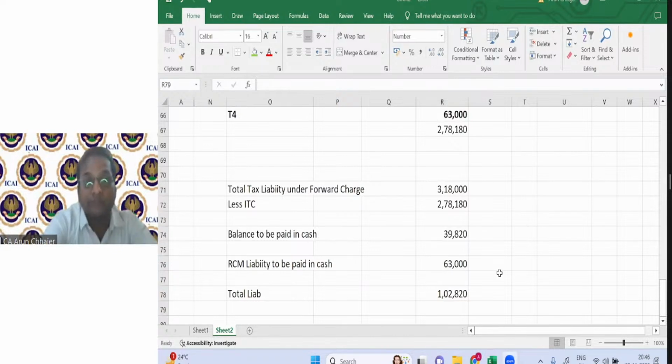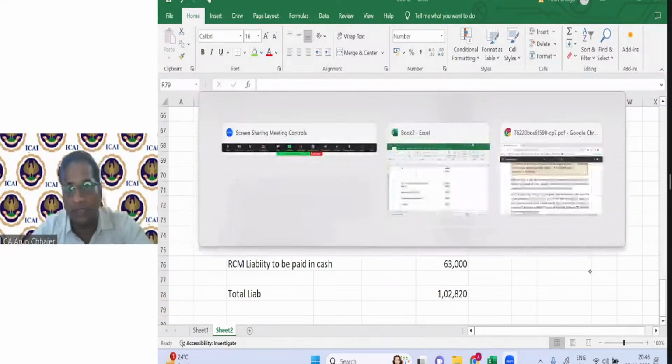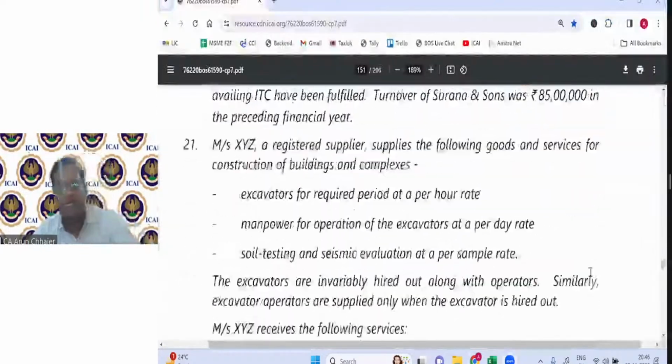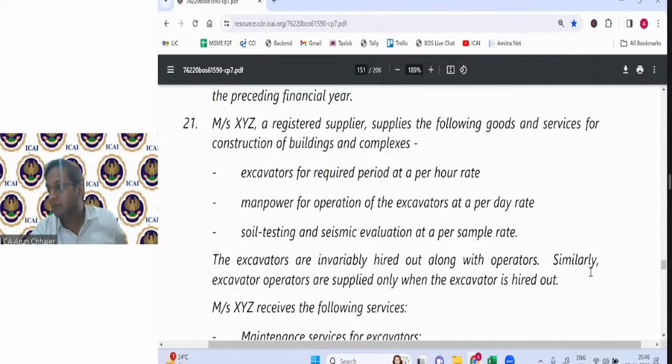Section question 21. एक क्वेश्चन और करेंगे. 21 को क्वेश्चन को कंप्लीट कर लेते हैं. Is that clear? ITC with RCM available in the same tax period?